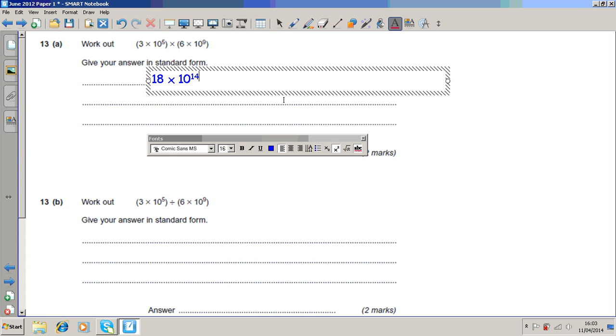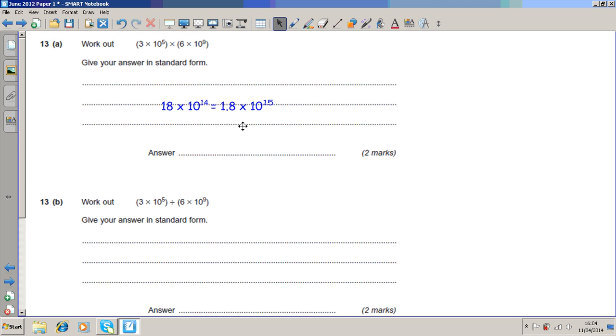Now that's lovely, but if we are doing standard form properly, the first number needs to be between 1 and 10, and 18 is too high, so we need to change that to 1.8. Which means we've got to times by an extra 10, because we've divided by 10 there. So that's an extra 10 times 10 to the 15. Alright, so that there is your answer, 1.8 times 10 to the 15.